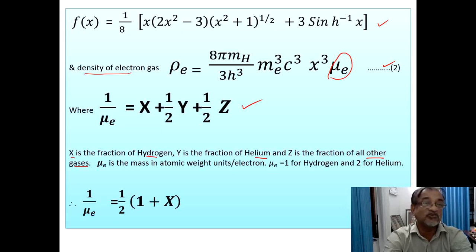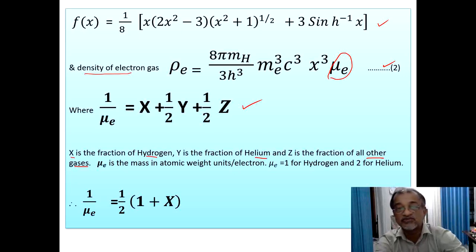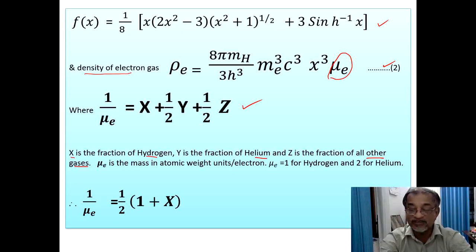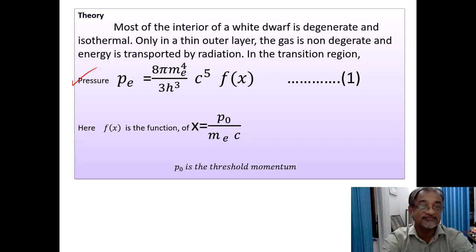F of x is equal to 1 by 8 [x(2x square minus 3)(x square plus 1) raised to half plus 3 sinh inverse x]. This is the value of f of x. And f of x is a function of x. x is equal to P0 by me c, where P0 is the threshold momentum.